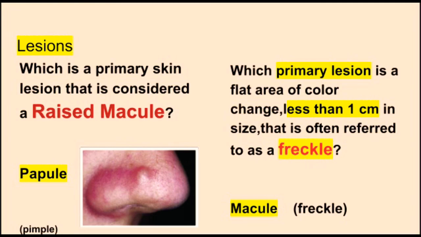Okay, moving on to more lesions. Which is a primary skin lesion that's considered a raised macule? When you think of a raised macule, think of a pimple, and that would be called a papule. And moving on, which primary lesion is a flat area of color change less than 1 centimeter in size that's often referred to as a freckle? So freckle, macule. Just think freckle is like a macule and papule is like a pimple. Those are little words to know. I did underline papule and macule because those are two little things to know. One of them might be on the test, not both, but probably one. So just be aware of those questions.